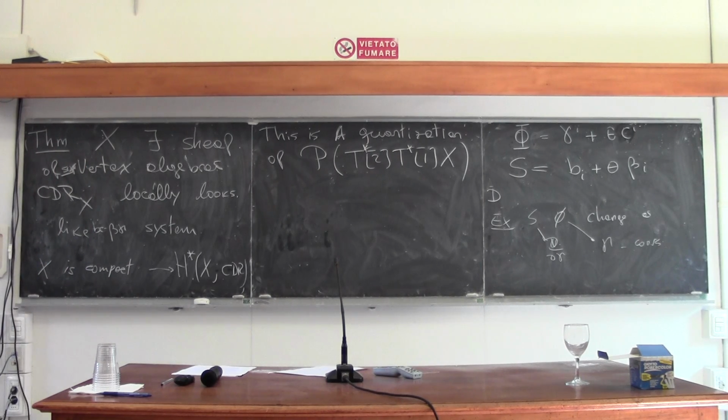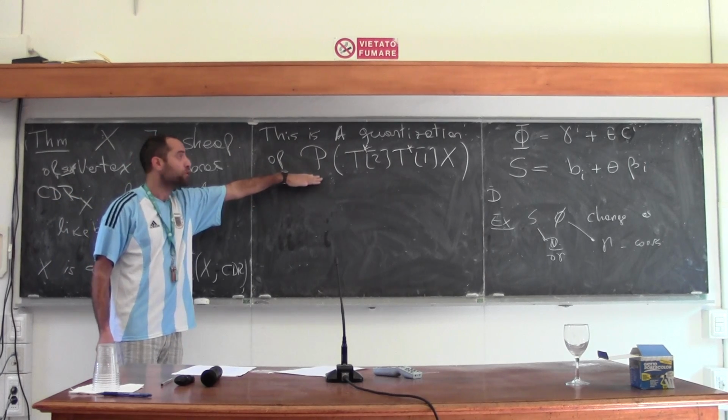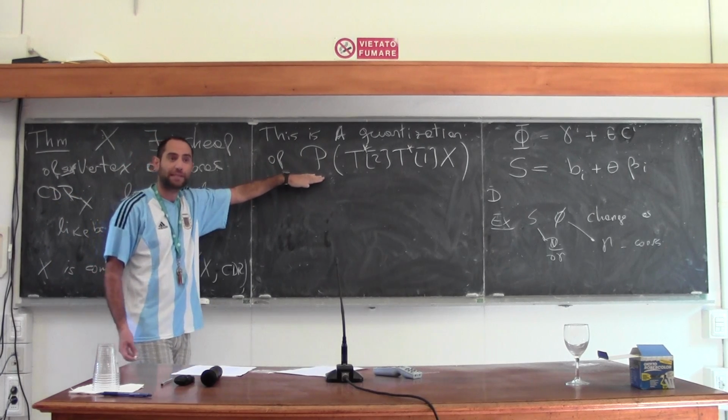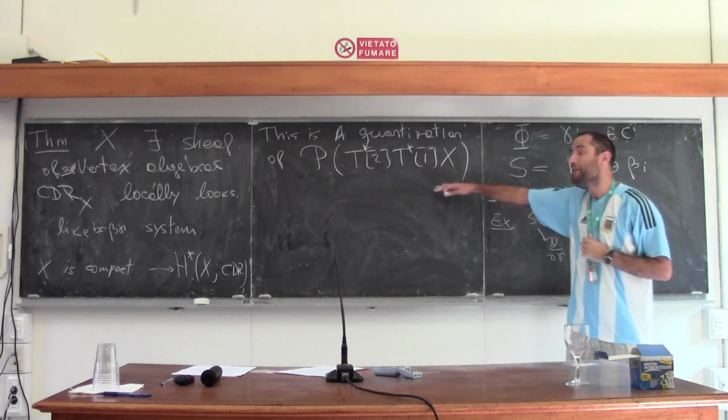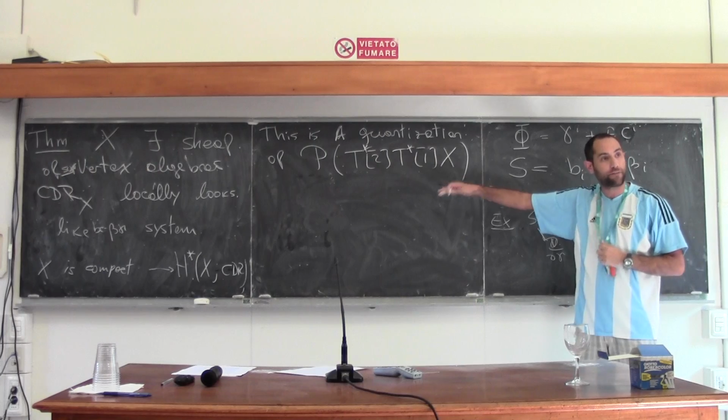It is the Poisson vertex algebra. It's a quantization of this Poisson vertex algebra. The beauty of this result is the following. This Poisson vertex algebra, remember, was built out of geometric data, vector bundles. So I can tell you explicitly how this guy behaves as a vector space.